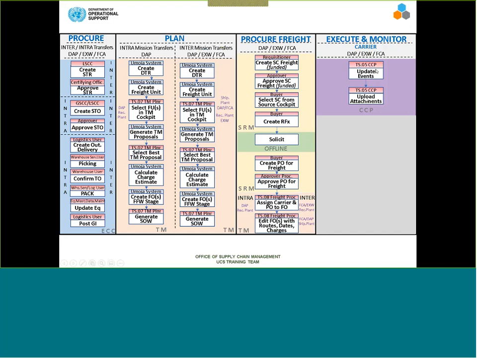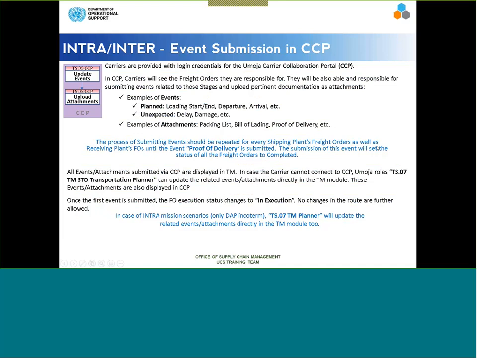The only reason they can log in and submit events for freight orders is for two reasons. If they're a vendor, because we selected them from the contract when we were raising a shopping cart, or because we assign them to freight orders here as TS08 or TS02. We assign them to freight orders and they have visibility in CCP of those freight orders. Okay, so we understand how that works.